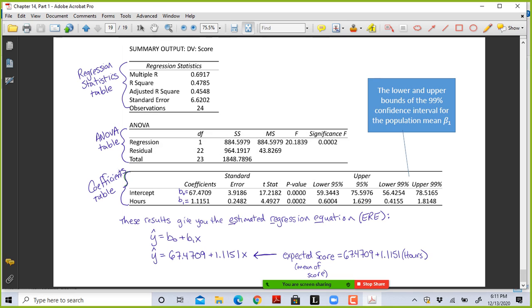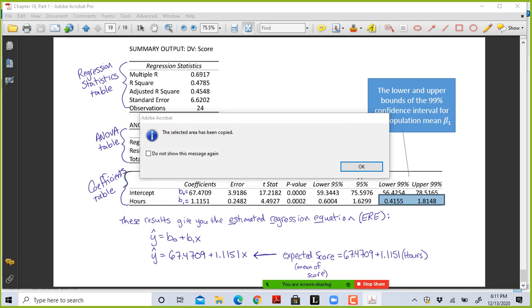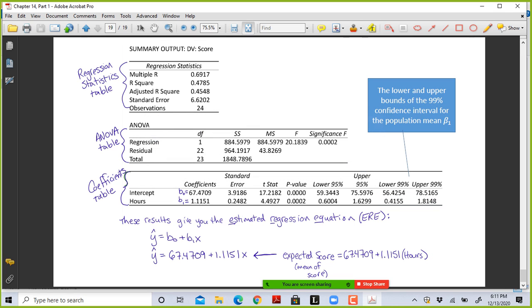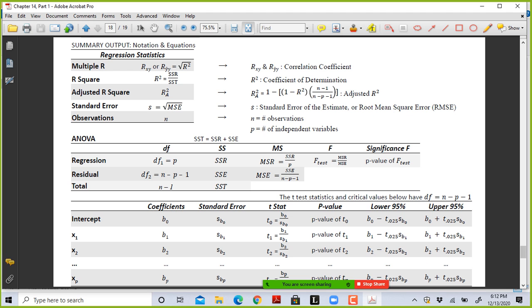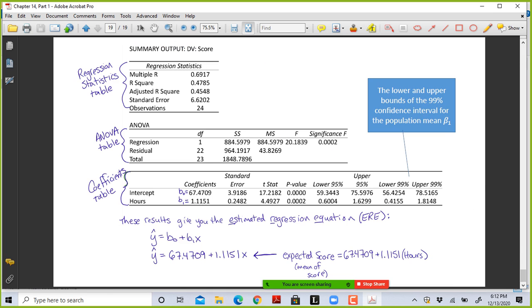If I ask you for 99%, then you have to give me these ones. But usually we don't give you the 99%. The Excel result usually gives you 95%, right? And so this is very important. So on page 19, you should do some problems related to that. So that's for chapter 14 part 1.